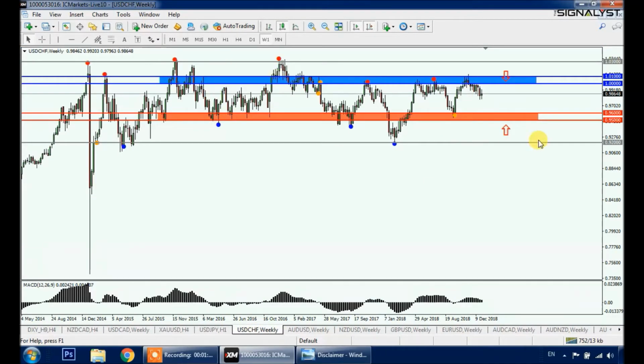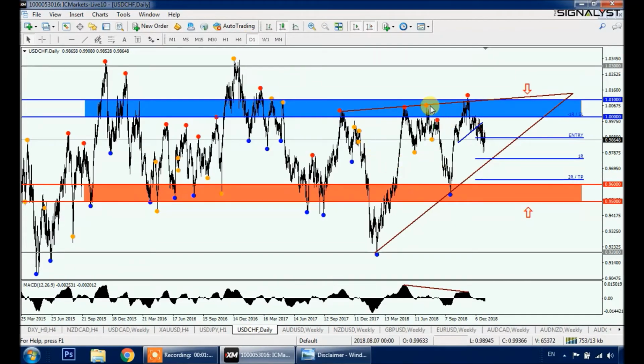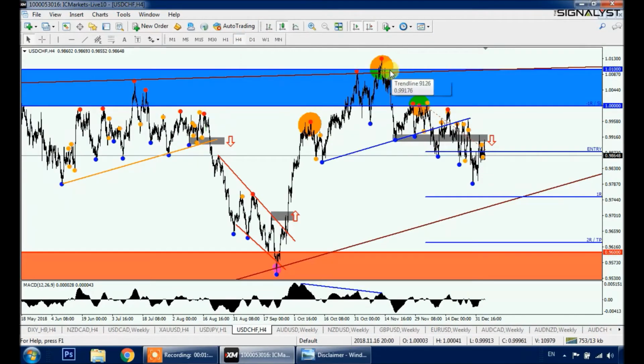Here we have a weekly time frame sitting on a very strong resistance area, 1, 2, 3 touches. If you zoom into daily time frame, we can see that it's trading inside a symmetrical triangle, and we've got a divergence here, means that the bears are in control for now. If we zoom in on H4, we can find a head and shoulders pattern with its neckline already broken.